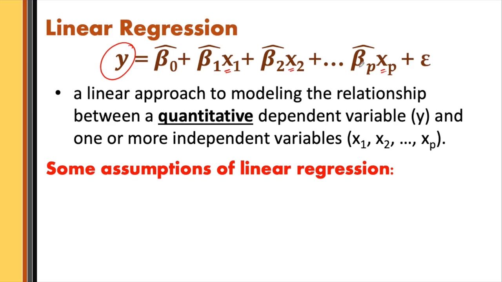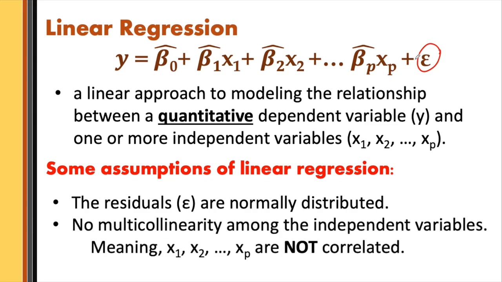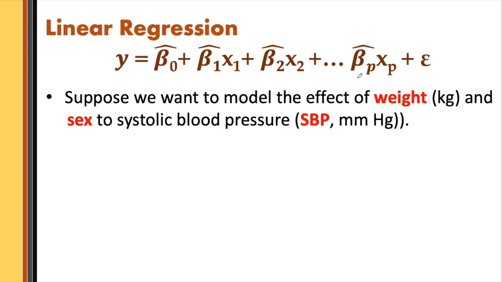Some of the assumptions in linear regression are as follows. The residuals, which are represented by the error term here, are normally distributed. And there must be no multicollinearity among the independent variables. In other words, x sub 1, x sub 2, up to x sub p must not be dependent on each other. Suppose we want to model the effect of weight and sex on systolic blood pressure.